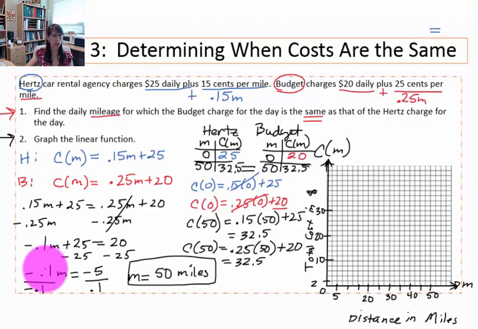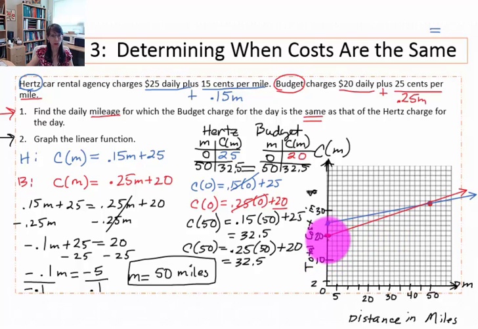I'll start with Hertz, and since I wrote that function in blue, I'll make that line blue on my graph. I'll plot 0, 25. Then I'm going to plot 50 and 32.5. When I draw this line, I'm going to use an arrow on the right-hand side because it's possible to travel more than 50 miles. But on the left side, it's not going to be possible to go negative miles. Now, let's plot our ordered pairs for Budget. The y-intercept for Budget was 0, 20, and our common point at 50, 32.5. Again, I need a line that has an arrow at one end.